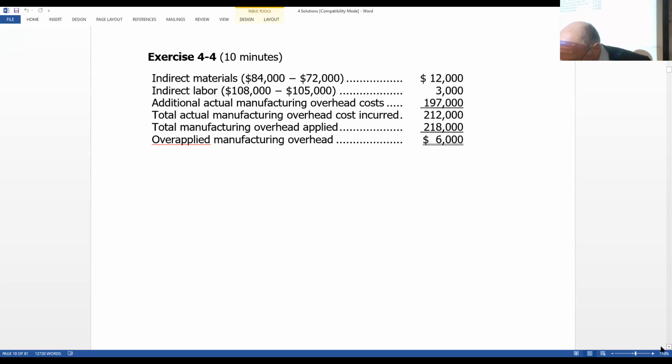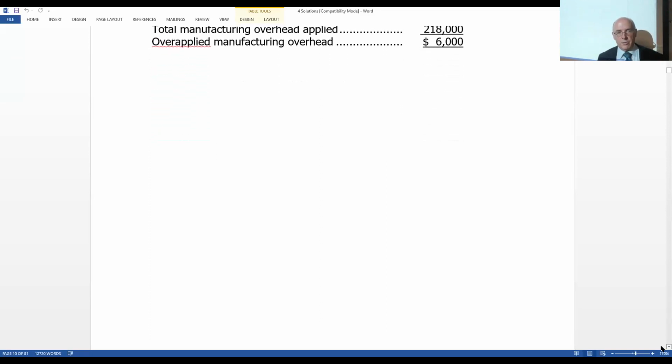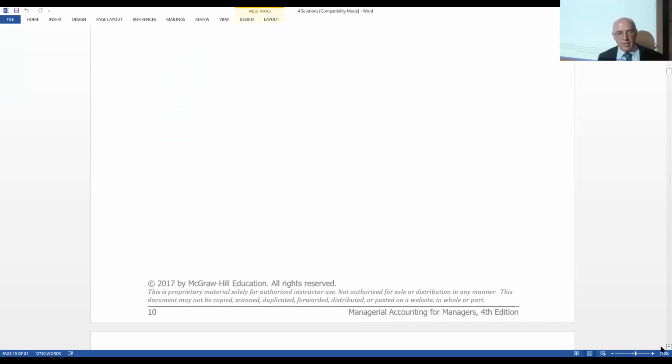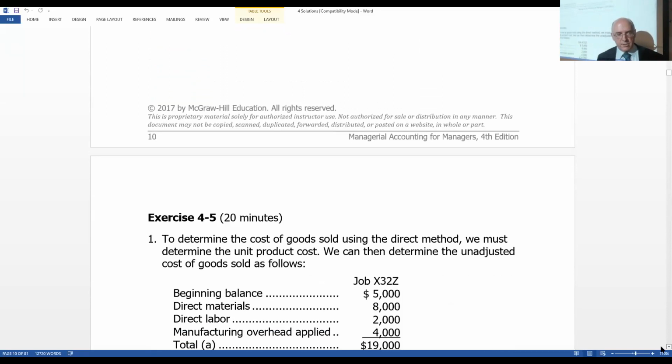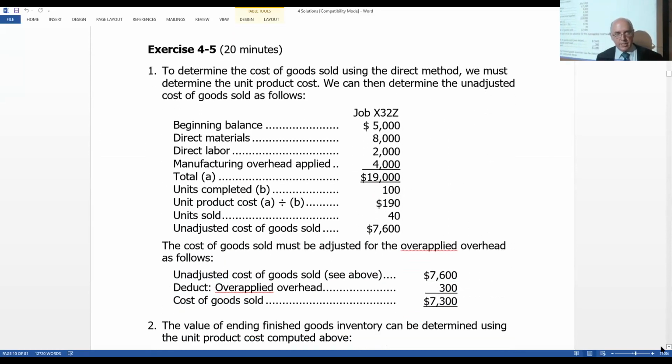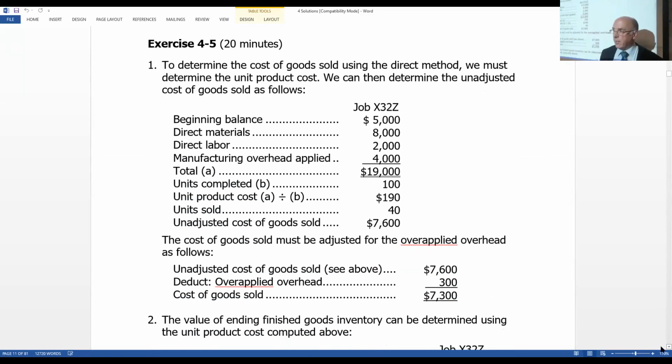Number 5, direct method of determining cost of goods sold. Remember, nobody liked the direct method. One person liked the indirect. And I guess the rest of you were indifferent as to which one, because you like them both equally, I guess. Because nobody raised their hand for that one.